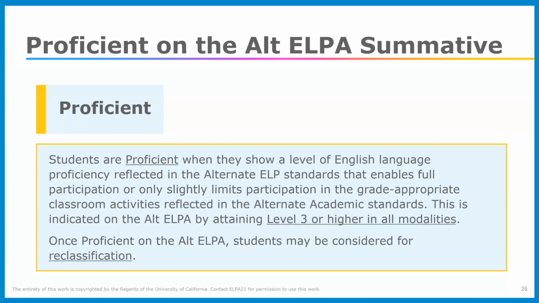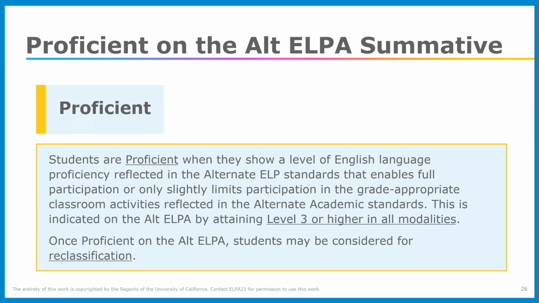On the ALT-ELPA summative, proficiency means the same thing as on the ELPA21 General Summative. A student is showing us that they have the language they need to participate in grade level instruction. On the ALT-ELPA, a student who scores 3 in the receptive modality and 3 on the productive modality is considered proficient. Let's pause here so you can read our policy definition of proficient on the ALT-ELPA summative.